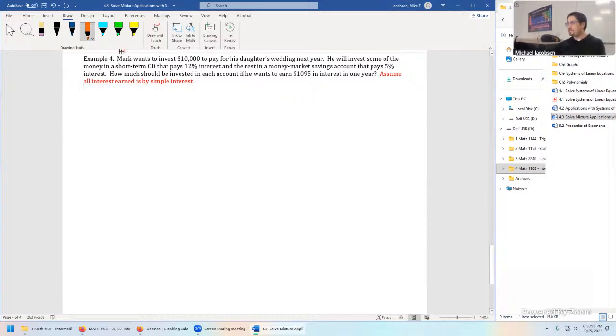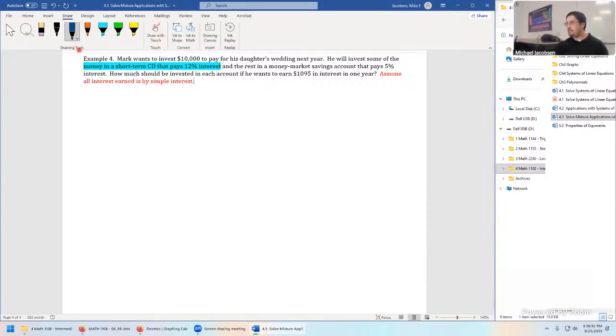So this time it's Mark. Mark is investing $10,000 to pay for his daughter's wedding next year, so very generous guy. He will invest some of the money in a short-term cash deposit that pays 12% interest. That's a humongous amount of money. And the rest in a money market savings account that's paying $5,000. That's a lot for money market savings as well. These problems are kind of interesting where the interest rates just seem super optimistic. But let's write down this as our first quantity.